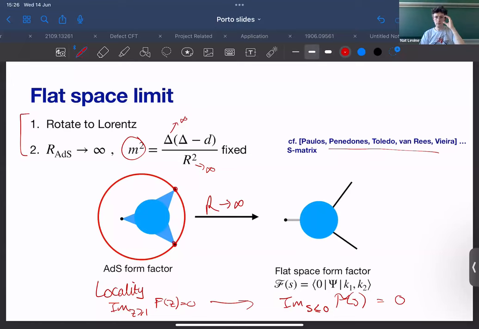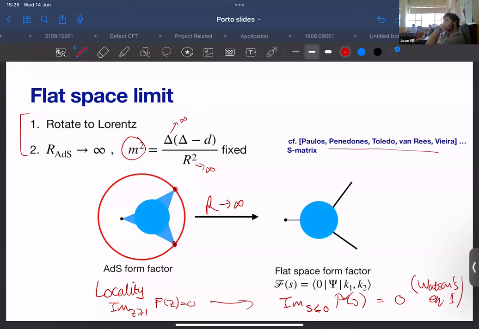This is, I think, sometimes called one of Watson's equations. Let's say the first Watson equation. So this is an important general consistency condition for flat space form factors, that you shouldn't have any negative S branch cut. So they just have a branch cut on the positive S axis. And this, we don't really have a detailed justification for, except just a posteriori, like we checked in certain examples that it happened.